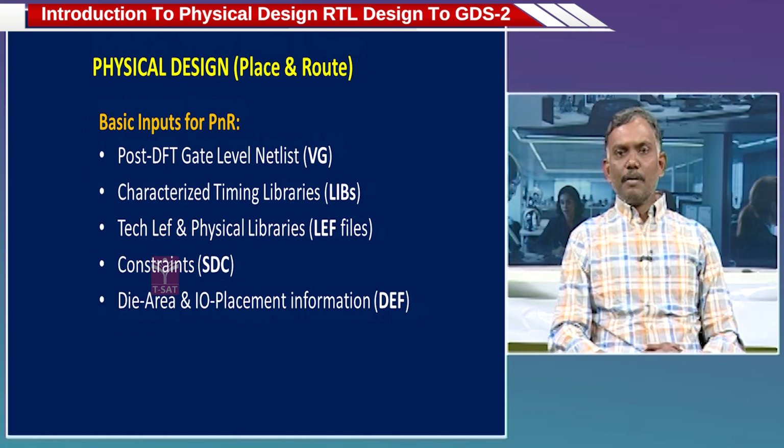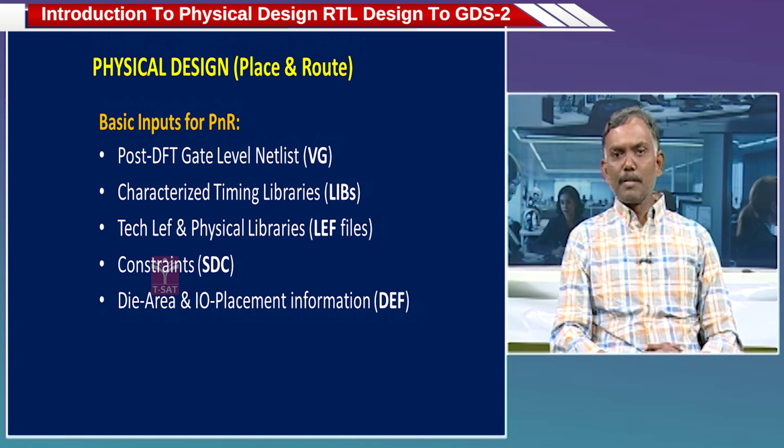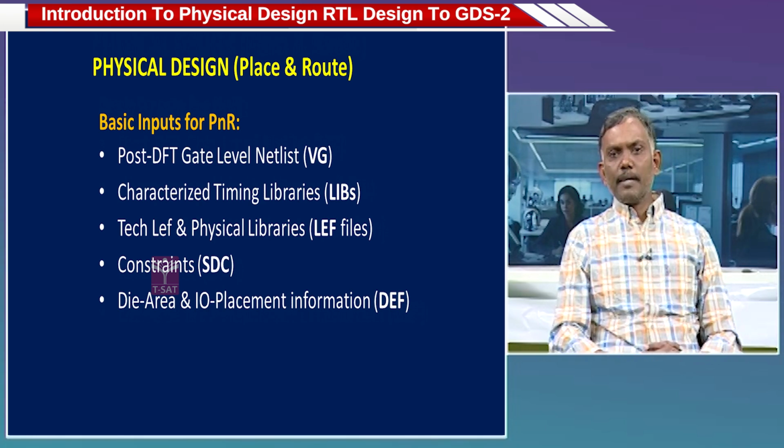Basic inputs for any PNR, place and route. One is the post-DFT gate level netlist coming from the logic synthesis team, and next one is the timing libraries, let's say the slow corner timing library, which is used as a part of logic synthesis; that is also an input. And the constraint file, whatever constraints we used as a part of logic synthesis, that constraint file is also one input. These three are coming from the synthesis team.